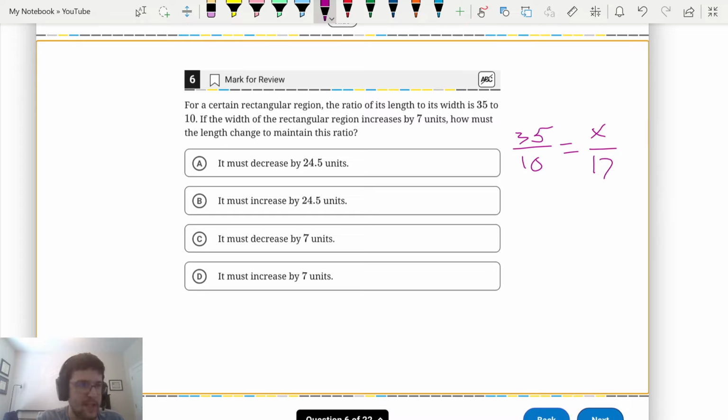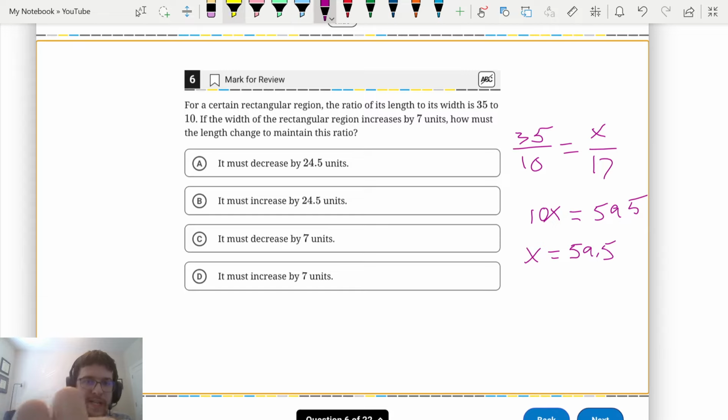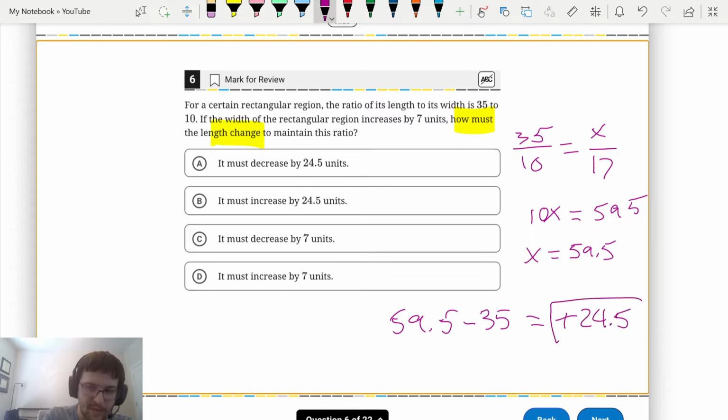So 35 times 17 is 595. And 10 times X is 10X. Now I divide both sides by 10 and I get X equals 59.5. But remember, it's asking how much does it change by. So you have to do 59.5 minus the original length, which is 35, and you get positive 24.5. Okay, so that means these ones are wrong. And positive means it went up, right? So it increased. So the answer is B.